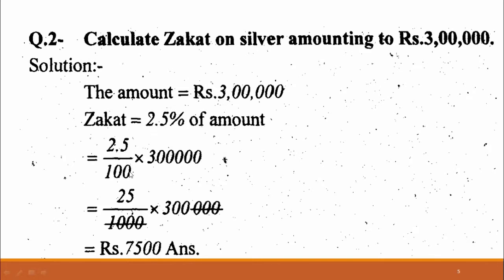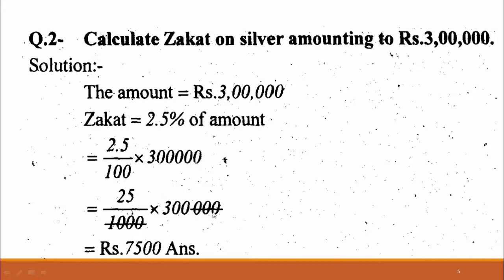So 2.5 divided by 100 multiplied by the total amount. Now 2.5 divided by 100 can be written as 25 divided by 1000, multiplied by this total amount.